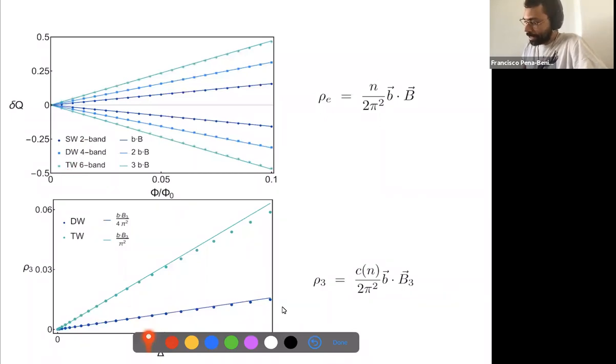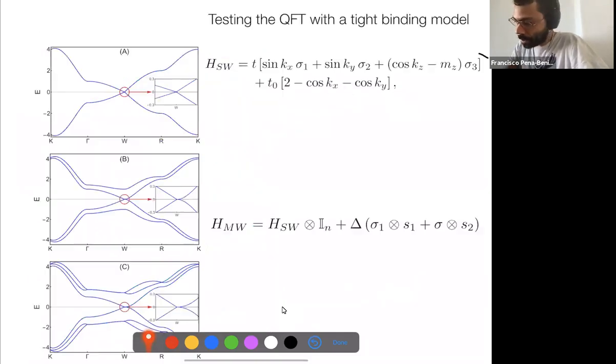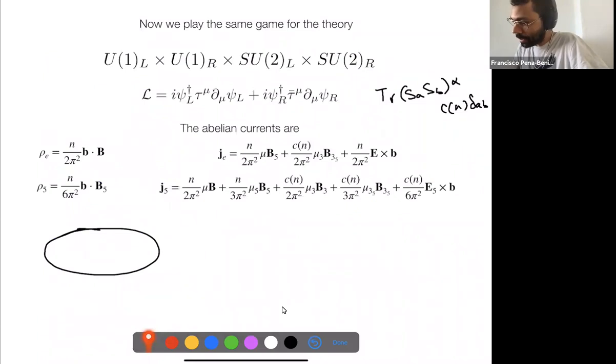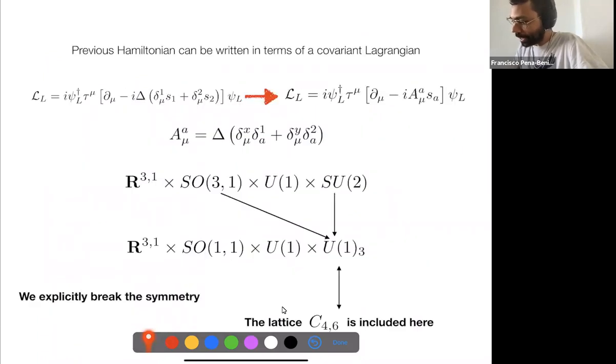And then, even more exotic in the case of this isospin charge density, we can observe the following. Here we don't need to apply a B3, okay? Because let me just go back here to the Hamiltonian, to the Lagrangian.